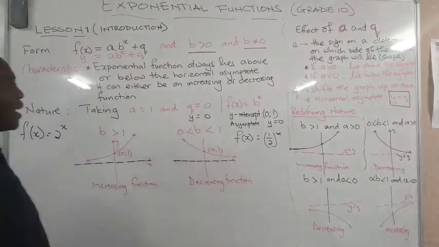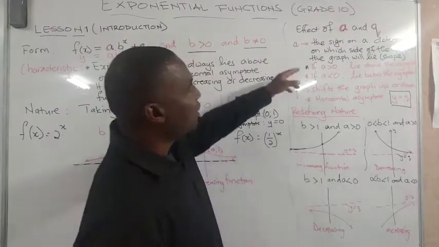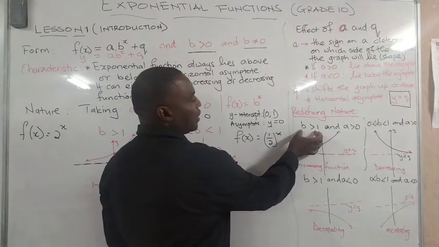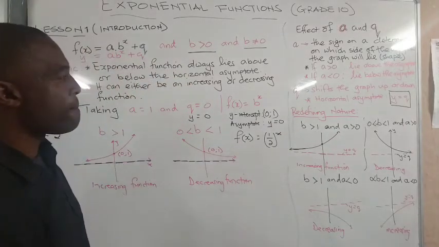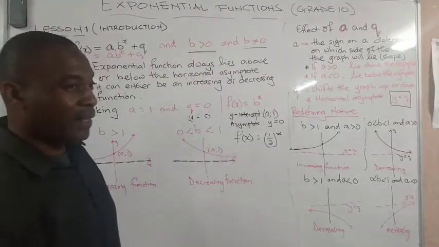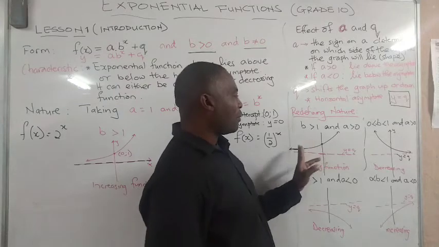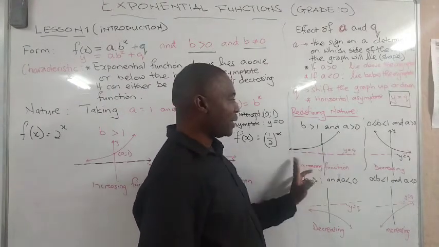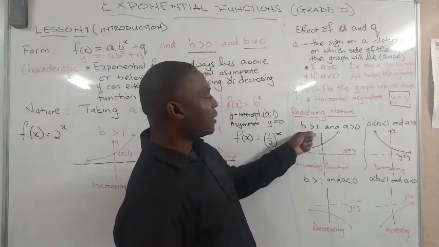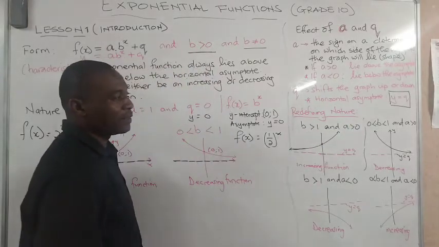Alright, so let's redefine the nature, taking into cognizance the changes that are being brought by a and q. Taking b to be greater than 1 and a greater than 0, that means a is positive, the graph will be above the asymptote. The asymptote is y equals q, and our graph will be above. And also, because b is greater than 1, the graph will be an increasing function.